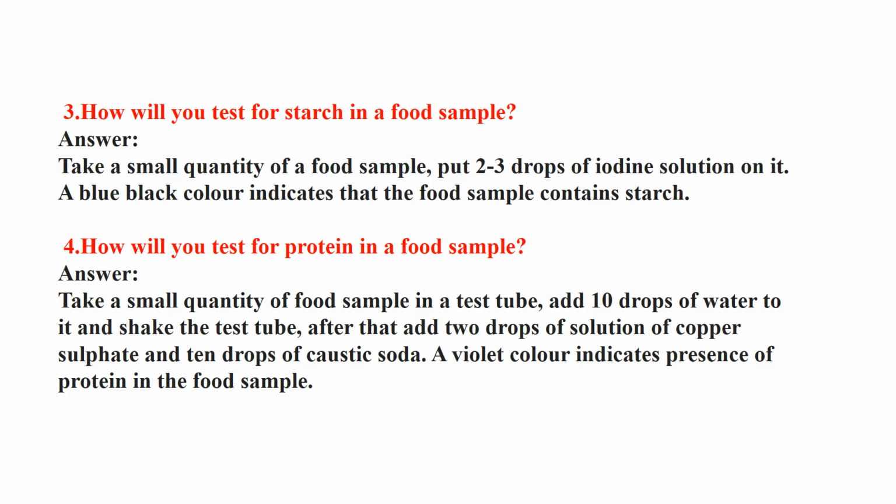Now how will you test for protein in a food sample? I have already shown you in the previous slide. Take a small quantity of food sample in a test tube, add 10 drops of water to it and shake it well. Then after that we have to add 2 drops of copper sulfate solution and 10 drops of caustic soda solution. Then if there is presence of a violet color, that indicates that there is presence of proteins in the food sample. These are the activities.